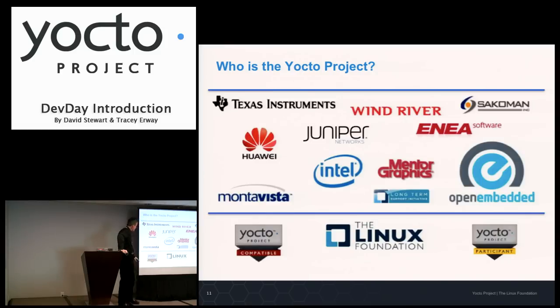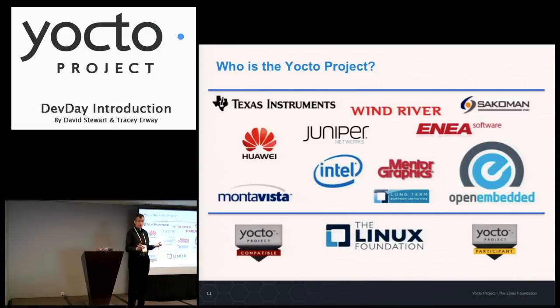We have also established a way to build a broader ecosystem through two programs that we call Yocto Project Participant and Yocto Project Compatible. If you have a software product, for example, toolchains, operating systems, or libraries that are Yocto Project Compatible, there's a list of things you fill out on the website, and you can use that to become part of the overall community.